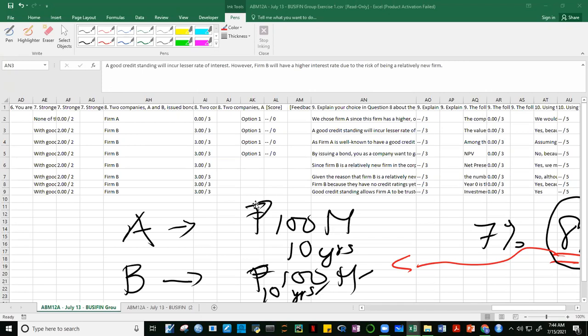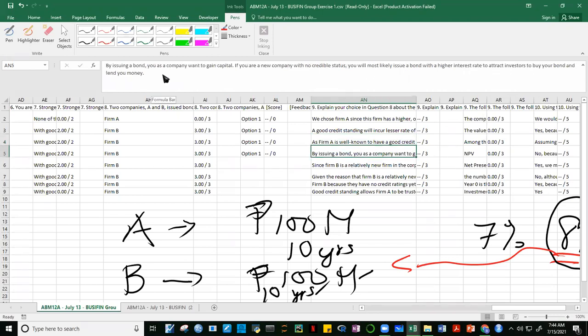Alright, so let's move forward here. It says, Firm A is well known to have a good credit standing. The lender trusts that they will pay, thus giving them a lower interest rate. On the other hand, this is exactly what I was discussing a while ago. The lenders will demand a higher interest rate for Firm B because they will be assuming a higher risk. Okay, so this is correct.